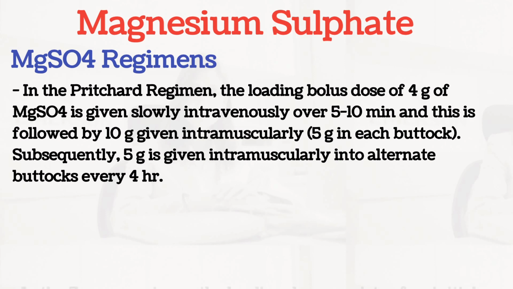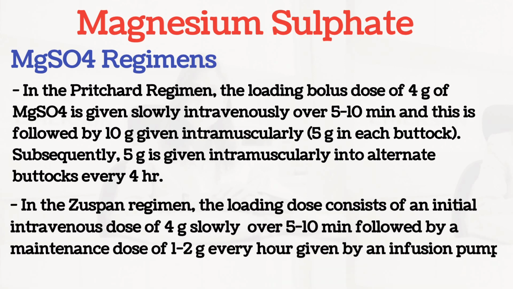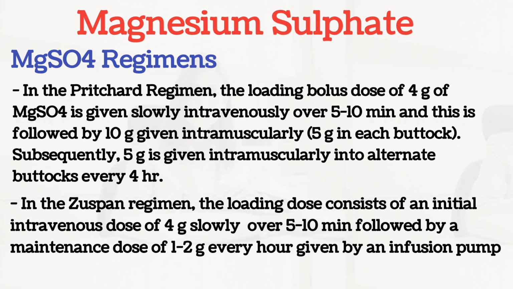Then in the Zuspan regimen, the loading dose consists of an initial intravenous dose of 4 grams slowly over 5 to 10 minutes, followed by a maintenance dose of 1 to 2 grams every hour given by an infusion pump. So these are the two commonly used regimens, and in our setup, we usually use the Pritchard regimen.